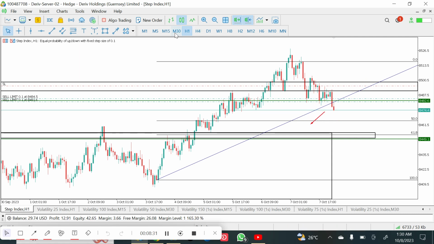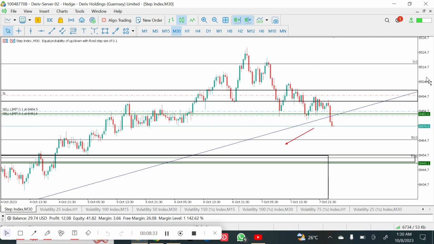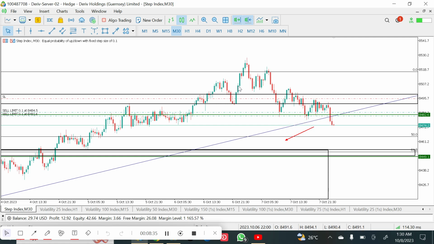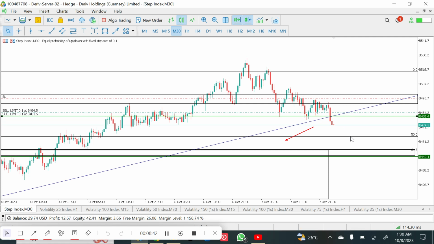All right, so on the 30 minutes we are having exactly the same spot right at the zone here. So we can adjust the zone to here and wait for price to retrace there before we take our buys, and then expect our sells into this zone at this area right here, the 61.8 fib level.